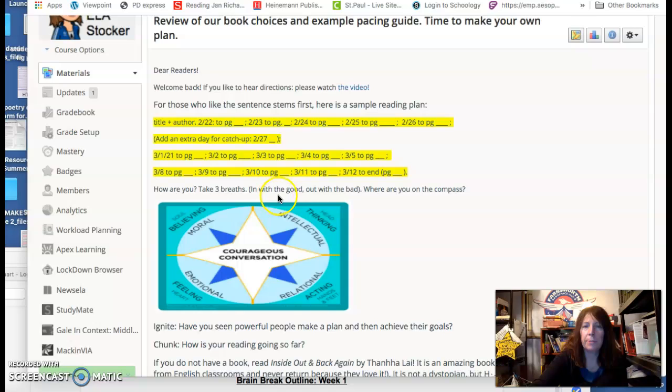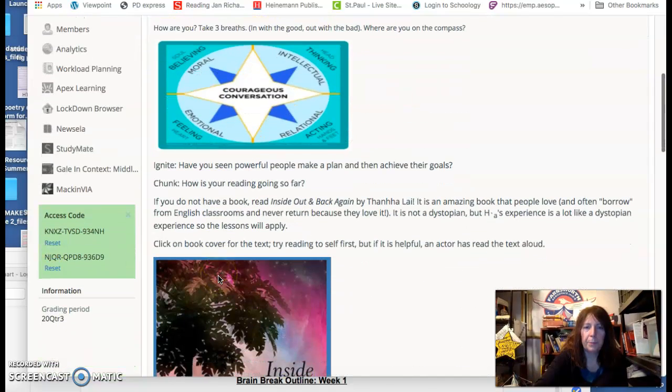How are you? Take 3 breaths. In with the good, out with the bad. Where are you on the compass? And ignite. Have you seen powerful people make a plan and then achieve their goals?